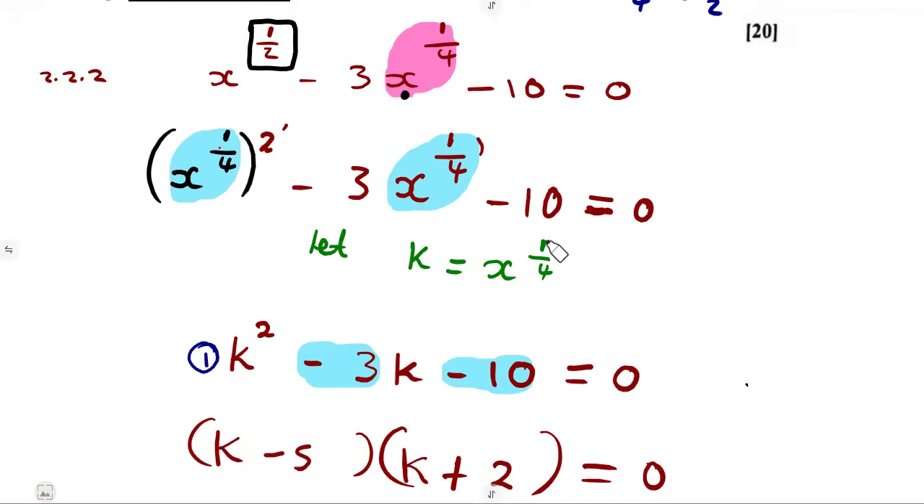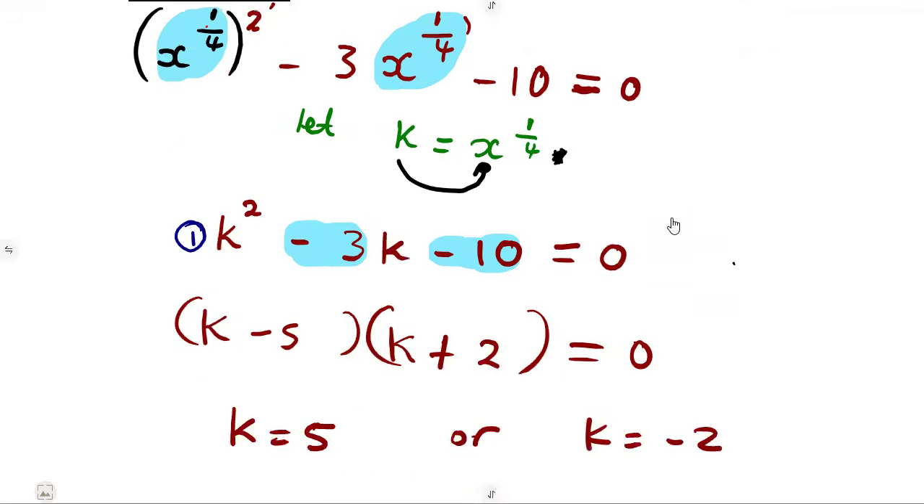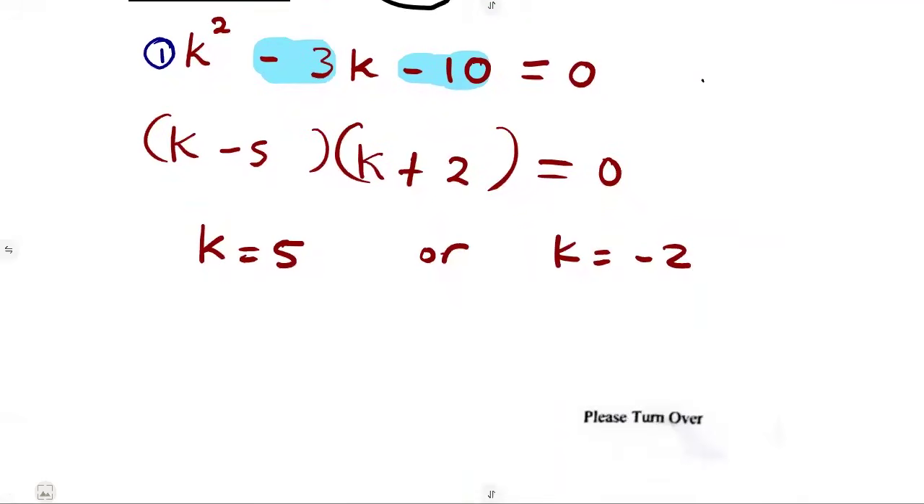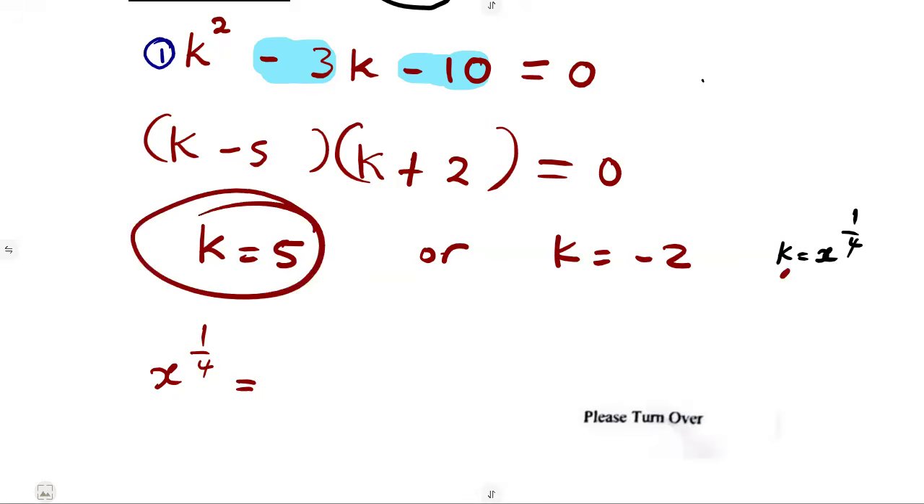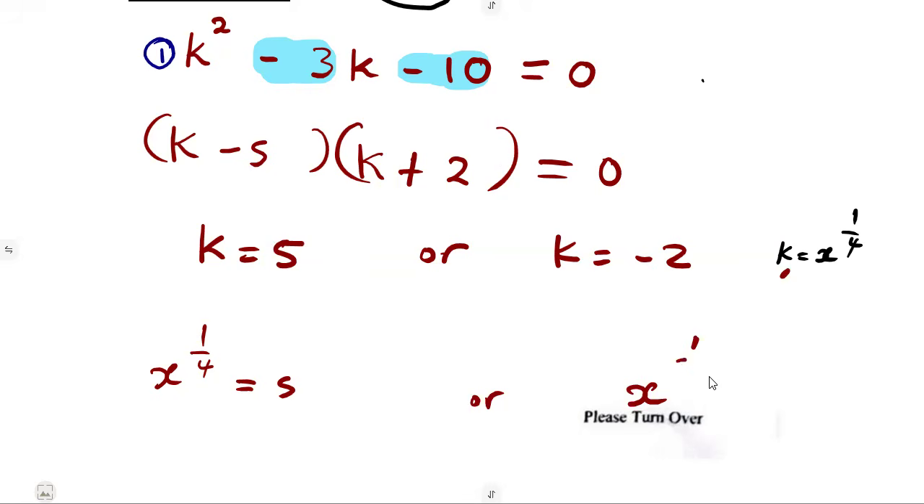It is at this stage when we introduced the k in place of x to the exponent of 1 over 4. So let's bring that now and say, if truly that k is equal to x to the exponent of 1 over 4, in this condition x to the exponent of 1 over 4 must be equal to the k that we got. The first k is 5.